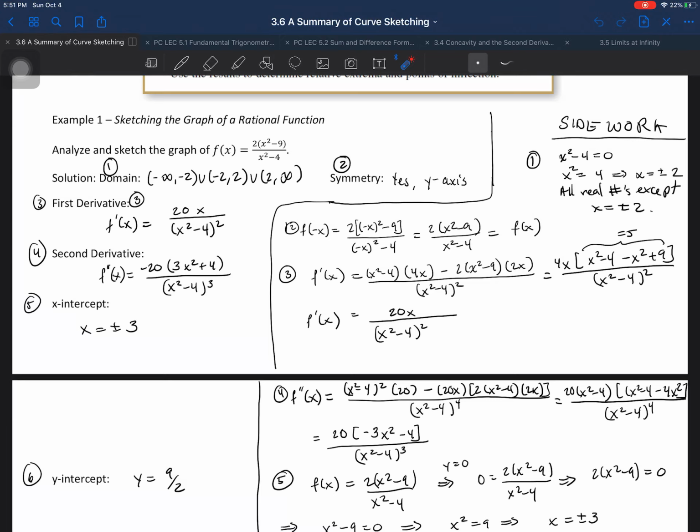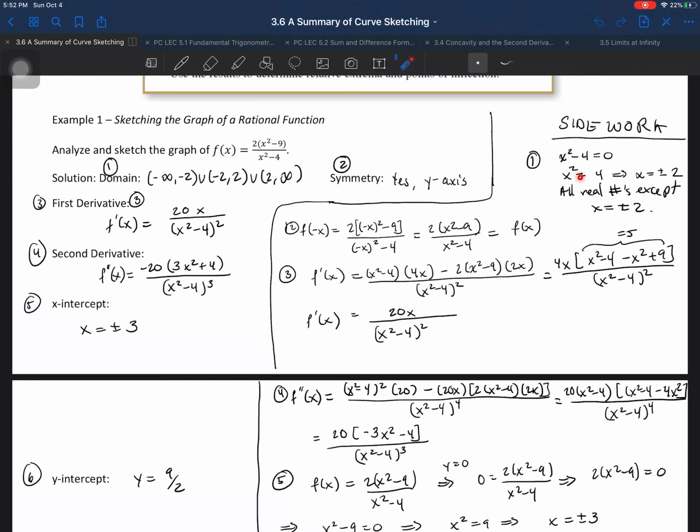Let's analyze and sketch the graph of f of x. First of all, let's talk about the domain of the function. The domain of the function, as we've done before, is from our first college algebra course. We can find the domain by looking at the rational function, by looking at the denominator. This function will be defined everywhere except where the denominator is equal to 0. So find the x values that make the denominator 0, and then those will be out of the domain.